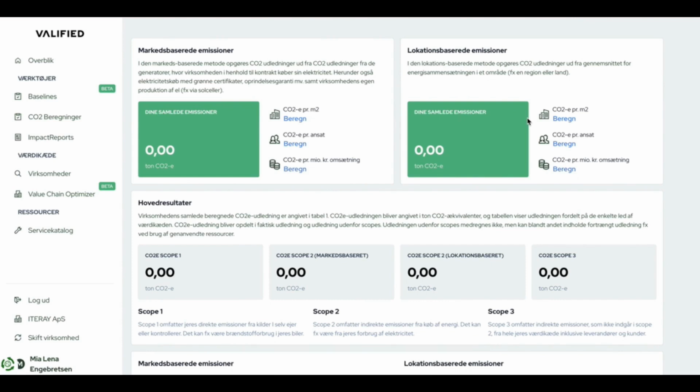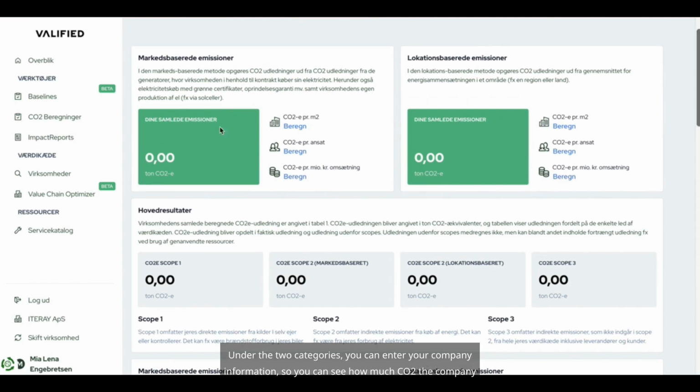2. Therefore, under Main Results, you can see that a total Scope 1 is calculated, but 2 separate Scope 2 and a total Scope 3. Under the 2 categories, you can enter your company information, so you can see how much CO2 the company emits in relation to square meters, number of employees, and your revenue. Calculate CO2 emissions per square meter, employee, and revenue. There will still be a smaller part in Scope 3, which is called Derived Scope 3.